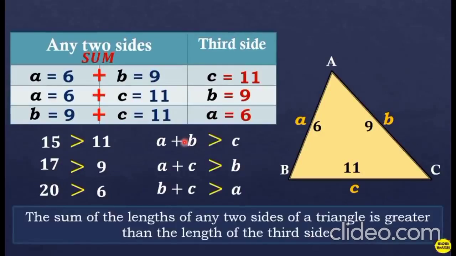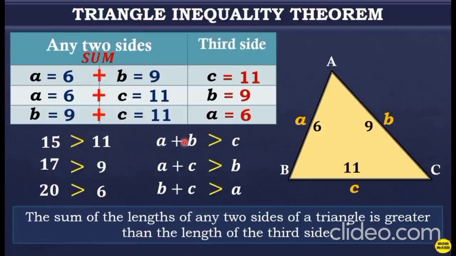Okay? So, we can conclude that the sum of the lengths of any two sides of a triangle is greater than the length of its third side. Okay? And that is all about the triangle inequality theorem. So, tatandaan na for every pair of two sides of a triangle, that is always greater than the third side. So, for every sum of the two sides of the triangle, that is always greater than the third side. So, that is all about the triangle inequality theorem.